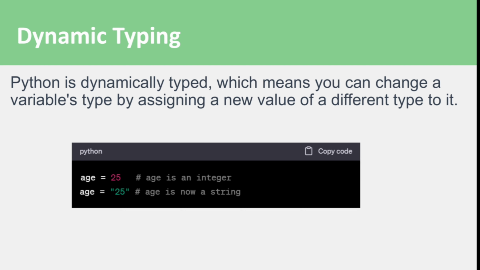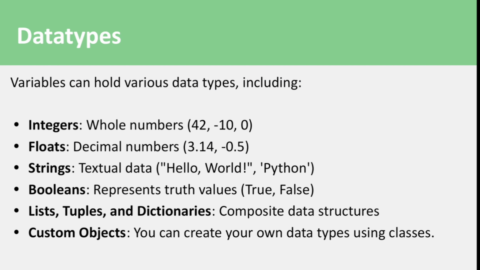Next, data types. Variables can hold various data types including integers, floats, strings, booleans, and so on. First we'll see integers, whole numbers, for example 42, minus 10, 0. Any whole number will be considered an integer value. Float, decimal numbers, for example 3.14, minus 0.5. Any number with a point will be considered a decimal.